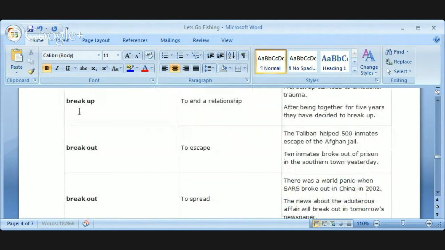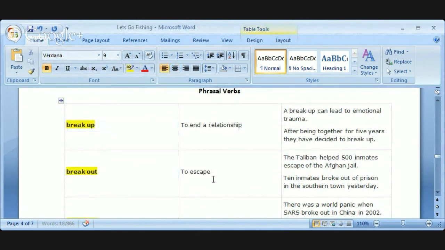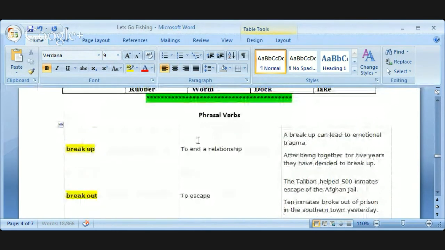Here are the phrasal verbs. These are the phrasal verbs here on this side. So I want you to look at all of these phrasal verbs. Here is the definition, and here's an example. These are the definitions here in this column. These are the definitions.